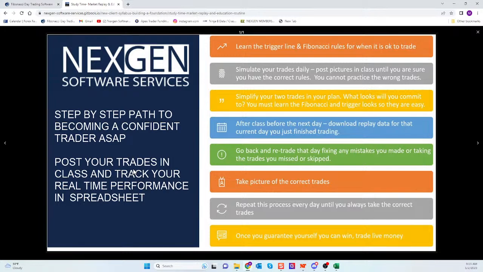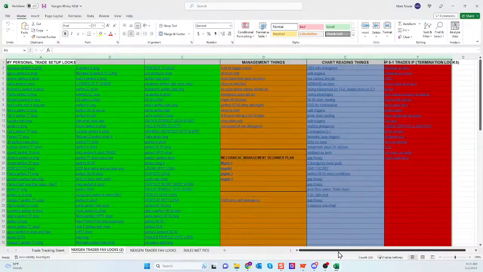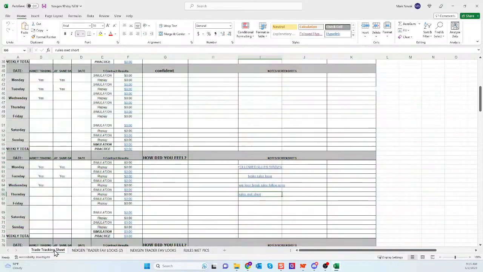The second part of class is using the spreadsheet that's provided by Nexgen. And guys, I'm pretty excited. There's a new spreadsheet in development with a new trade tracking sheet thanks to Mary Rocks. I guess John reached out to you, Mary. That's awesome. Amazing that you're willing to share that.